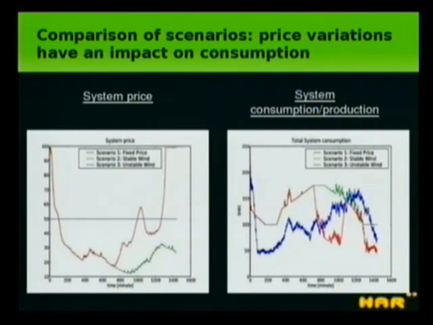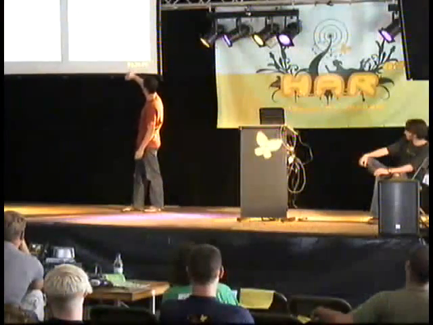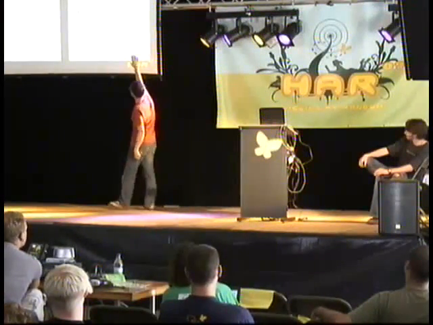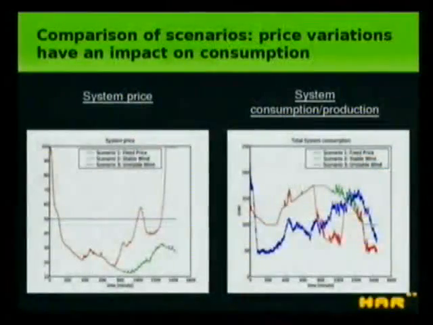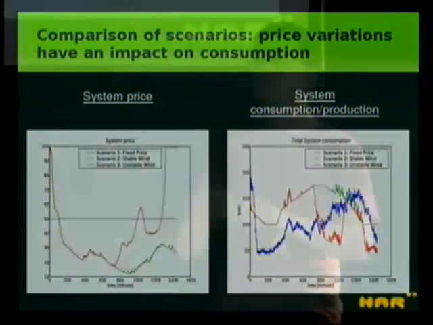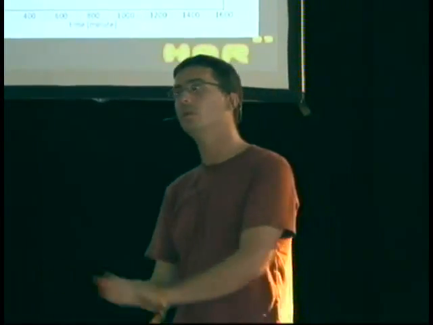And it's almost the opposite curve to the curve of the price. When the price is high, people consume little energy. When the price is low, they will consume more. And you see the difference between the green and the red, which is between scenario 2 and 3. You see that the consumption difference is very high. That means that people adapt their consumption in function of the availability of the wind.